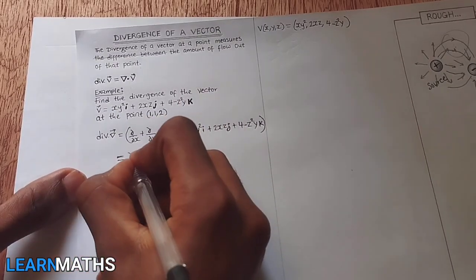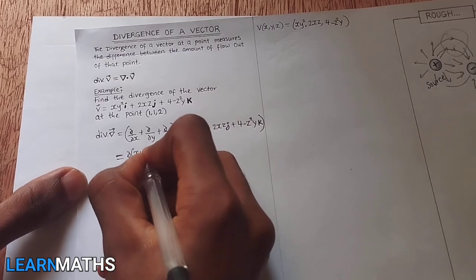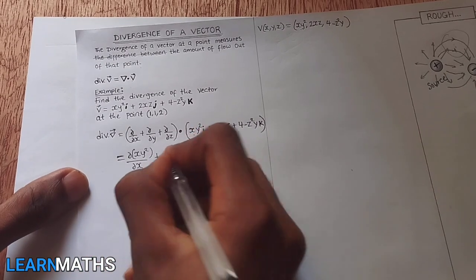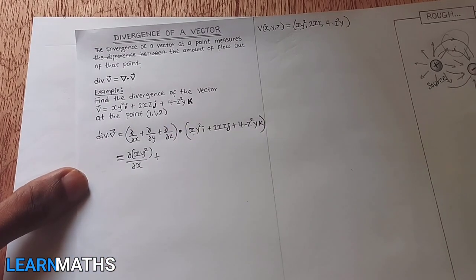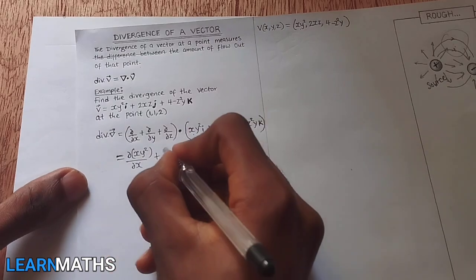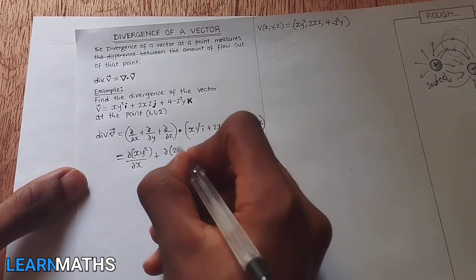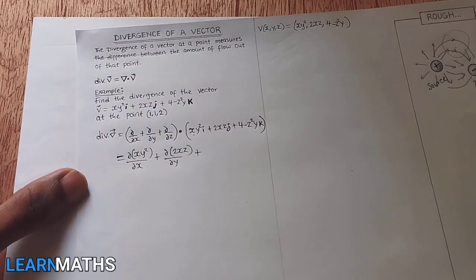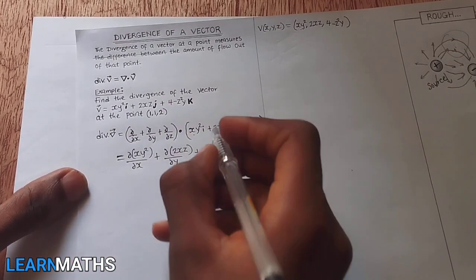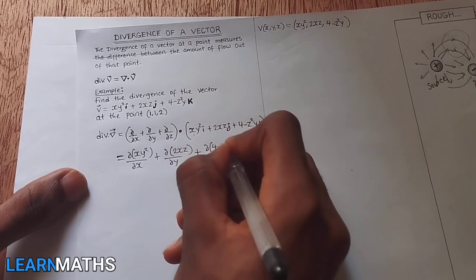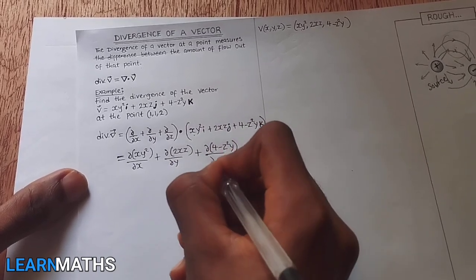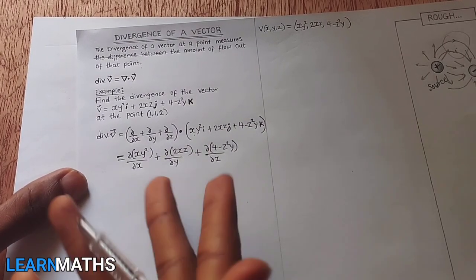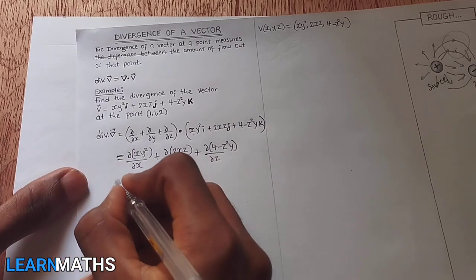So firstly, we're going to have the partial differential of xy square with respect to x, right? That's what we're going to have first. Then we're going to have the partial differential of this 2xz with respect to y, and then finally we're going to have the partial differential of 4 minus z square y with respect to z. All right, now that's how you apply the formula. From here, I believe you know what to do.